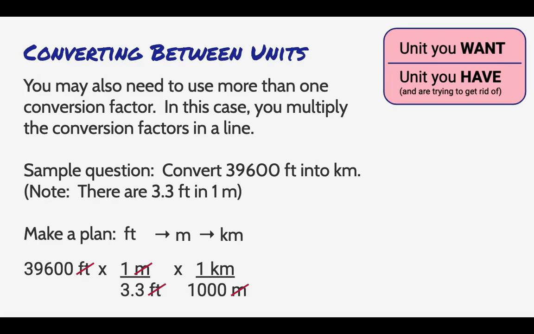In the questions we've done so far, there's always been a 1 in the denominator, and the number that wasn't 1 was on the top of the fraction, so we multiplied. Now, when those different numbers are in the denominator, we need to divide. So we're going to do 39,600 divided by 3.3 and then divided by 1,000. And that tells us that there are 12 kilometers. So 39,600 feet is the same as 12 kilometers.